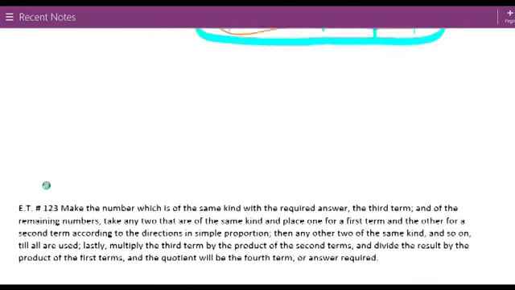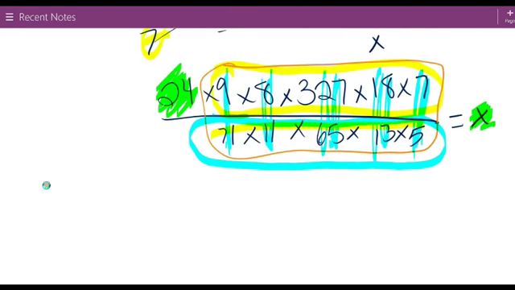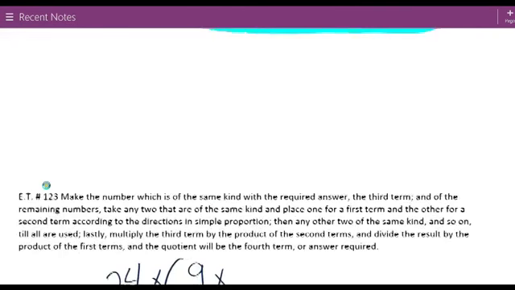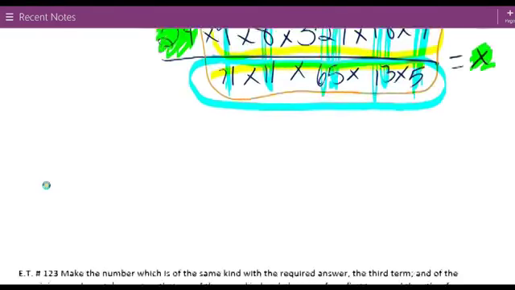Now, Elementary Treatise section 123 gives us a very nice rule for that. Make the number which is the same kind with the required answer the third term. Up here, that was our 24. Let me rewrite this where we can see it. Okay, so we had 24 times, I'm going to use parentheses just to keep everything together, 9 times 8 times 327 times 18 times 7.